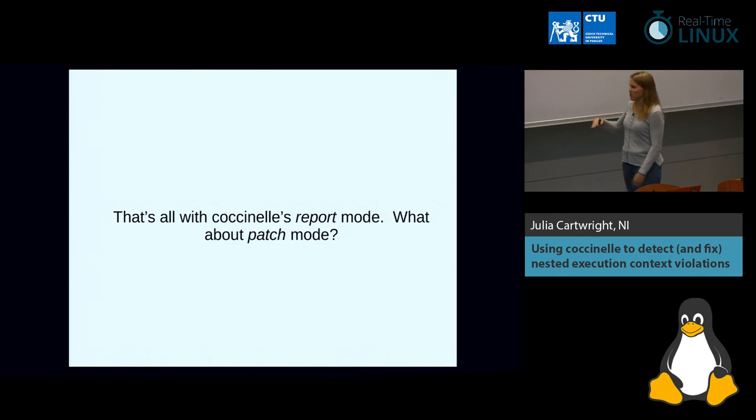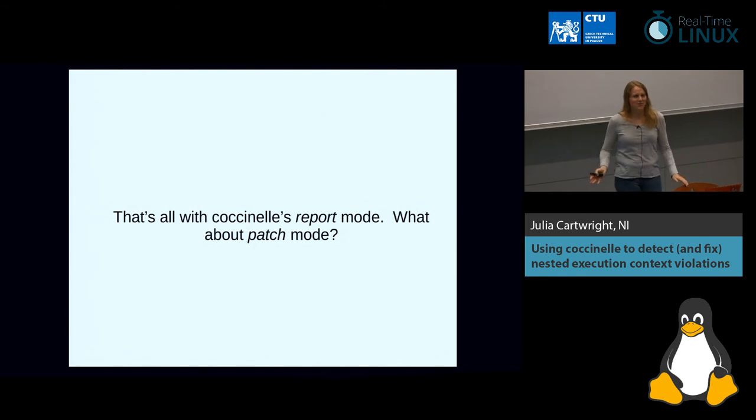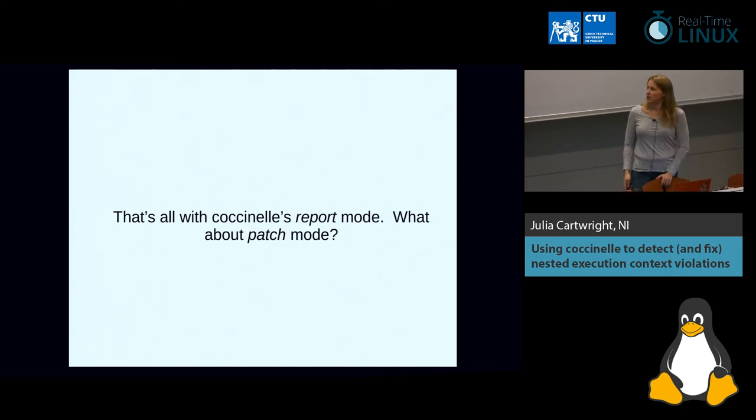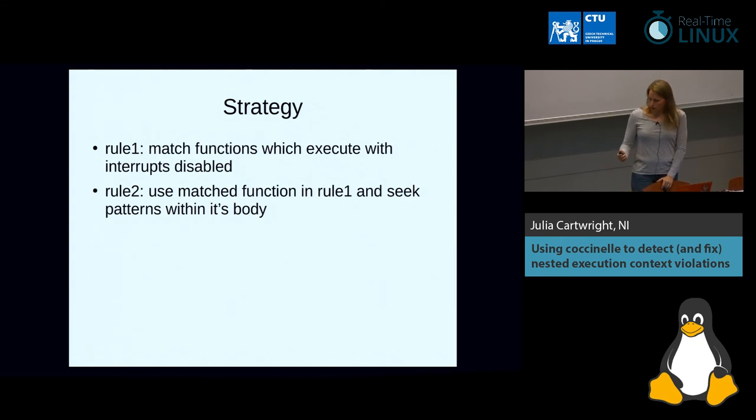Now I'm going to say this with one caveat: like I said before, converting to raw spin locks is not going to just magically solve all of your problems. You need to be very deliberate about when you use raw spin locks. But it was a good avenue for me to learn about Coccinelle patch mode. So this is the strategy we had before. We had rule one, which is to match functions which run with interrupts disabled. And then rule two, which is to use that matched function and seek patterns within its body.